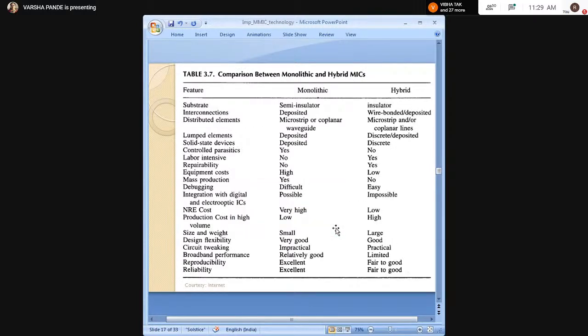So here there is a comparison for monolithic and hybrid. You have to see only the monolithic parts here.